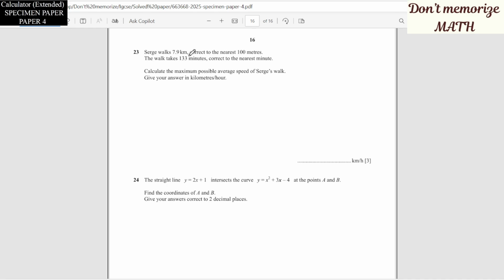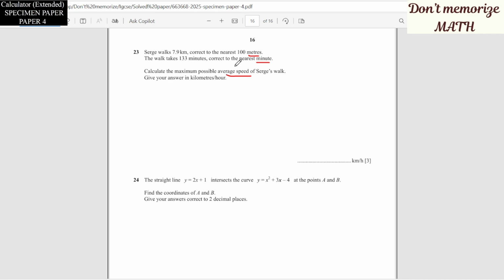So what is given? Sergey walks 7.9 kilometers correct to the nearest 100 meters. Let me read the question completely first. The walk takes 133 minutes correct to the nearest minute. Here it is in meters and here it is in minutes. Calculate the maximum possible average speed of Sergey's walk. Give your answer in kilometers per hour. So meters we need to change to kilometers and minutes we need to change to hours.